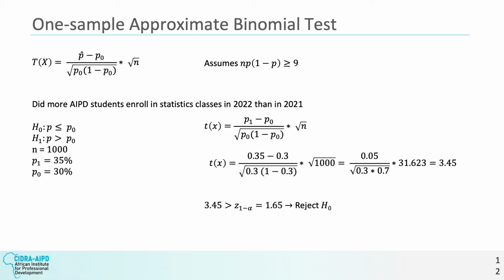Our null hypothesis is that the two proportions are statistically equal. Our alternative hypothesis is that this year's percentage of enrolled students is greater than last year's. For the sake of the example, we'll say that AIPD has 1,000 students. We calculate our test statistic as 3.45. Because 3.45 is greater than the z-score for an alpha of 0.05, we can reject our null hypothesis. It seems that AIPD student enrollment in statistics classes has increased this year.